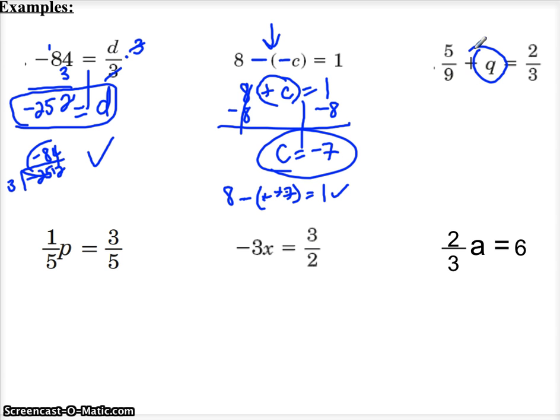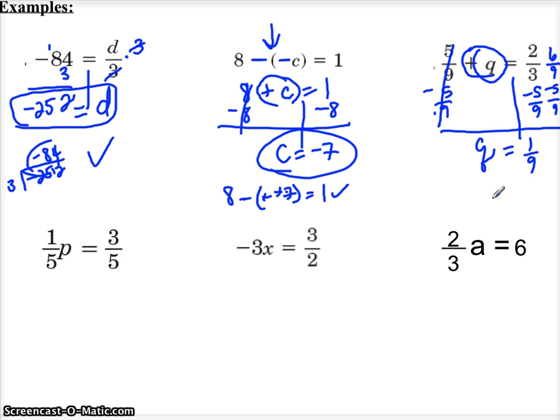Here's your variable. It's a positive q plus 5/9, how do we get rid of it? We subtract from both sides. So we have q. Here we do need a common denominator. It's going to be 9. 3 times 3 is 9, so 2 times 3 is 6. That's just getting a common denominator. 6/9 minus 5/9 is 1/9. Then if you look at that, 5/9 plus 1/9, remember add fractions, we have a common denominator, so we just add. 6/9 reduces, 3 goes into top and bottom, 2/3, so that checks.